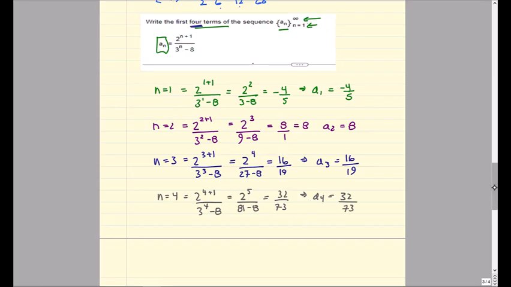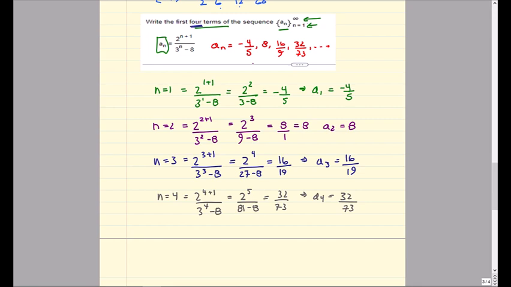So if we wanted to talk about what this sequence looks like, then I'm going to pop right back up here. The terms of my sequence would be -4/5, 8, 16 over 19, and 32 over 73. Of course, the same pattern would continue.